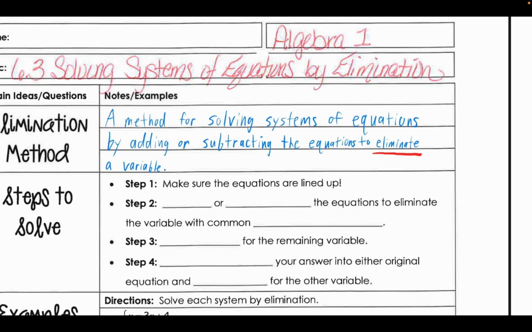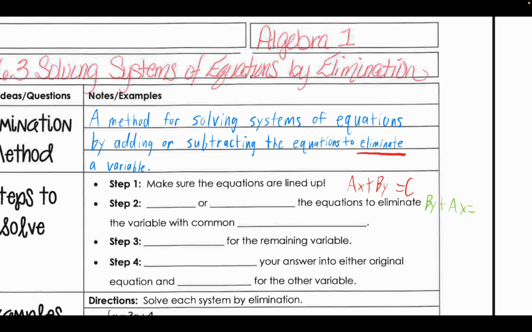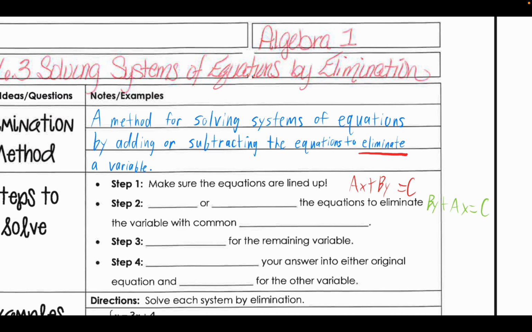So we have 4 steps that we'll follow, and just like in our other methods, we won't necessarily always need all 4 steps. So the first step is to make sure that the equations are, quote, lined up. And we typically mean we want this in some sort of format to where it matches either ax plus by equals c, or alternatively by plus ax equals some c. Essentially, we want both equations to be in the same order. So either they're both like the red or they're both like the green.